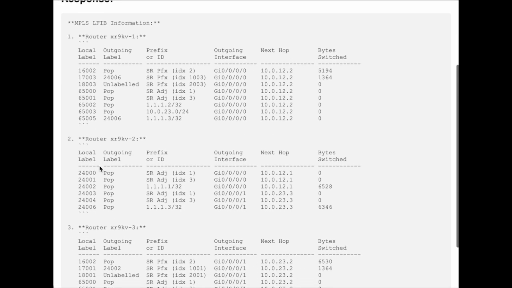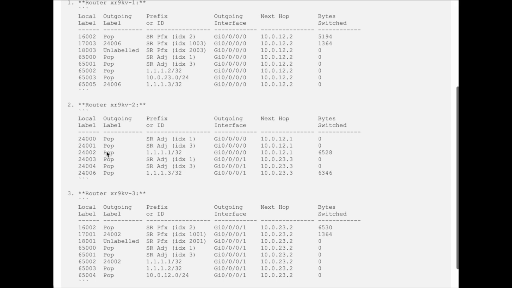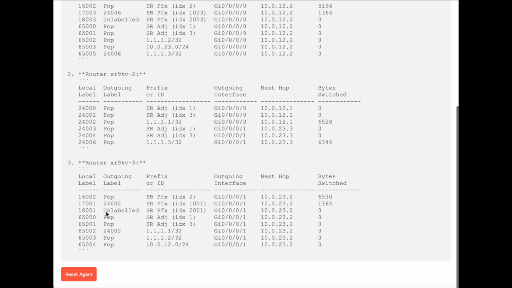For router 2, it is all just pop, fine. And router 3 towards router 1, using the Flex Algo label, is also unlabeled. Okay, it's broken. The LSP is broken.